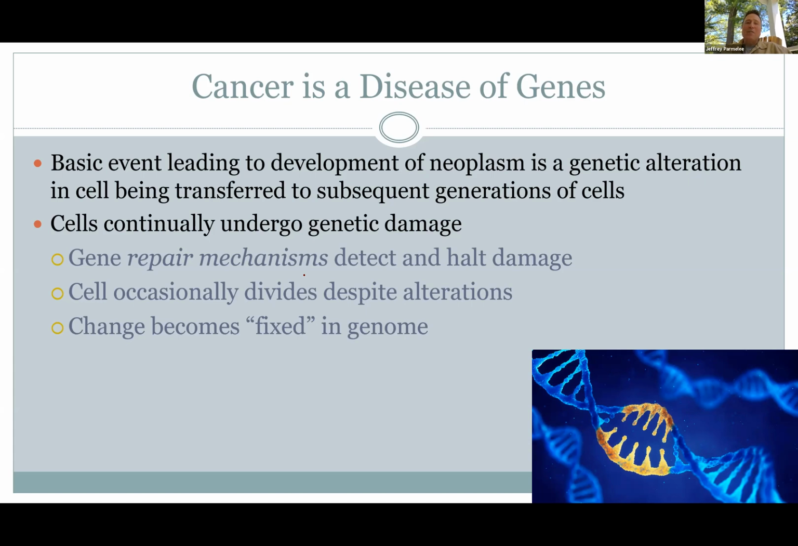And because we live a long time, we're going to accumulate mutations. It just happens. When your cells divide, mistakes happen. You're exposed to exogenous radiation and chemicals, and even some viruses that can cause disruption of your genome.